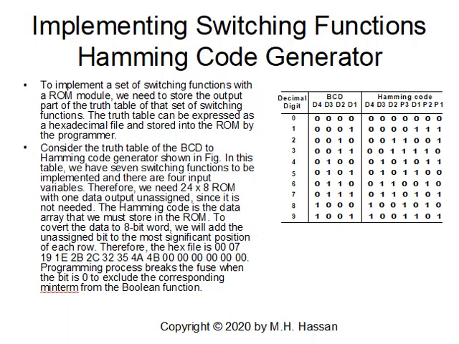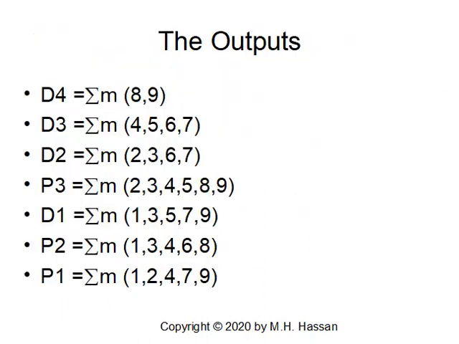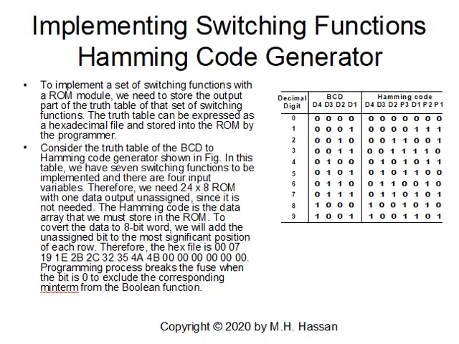Okay? Now, how will the fuse map look? Those are the D4, D3, D2 as sum of minterms. These came really from the outputs of the truth table because we need them to look at the map. For the programmer, we need only this hex code, 00C07191E2B2C32354A4B0000. This is the only thing. This is a text file, and you upload it to the burner. Then you click on burn, and boom, it will be done. It's a very easy process.